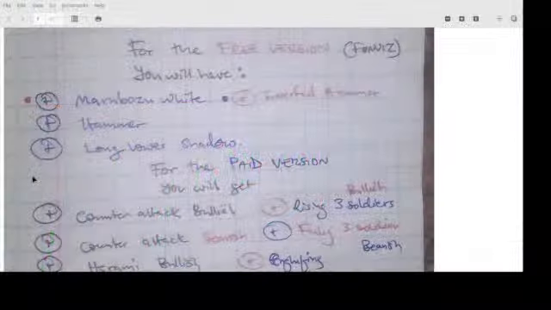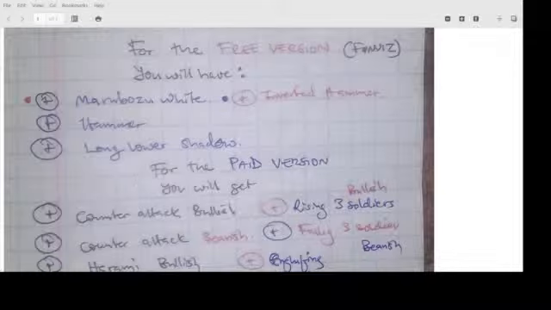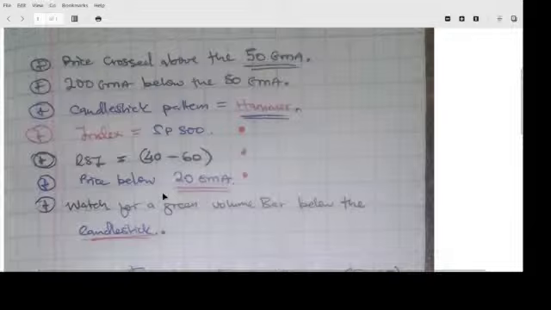All right, so if you come back here, you have to remember this criteria right here. Number one, has the price crossed above the 50-day moving average?